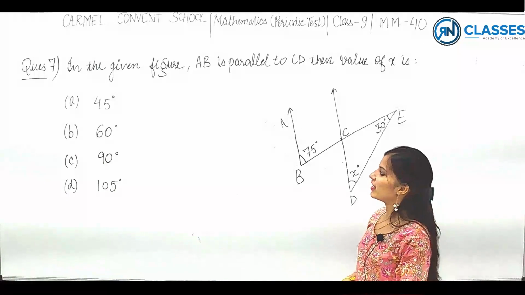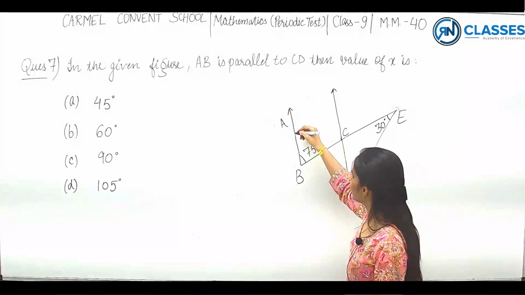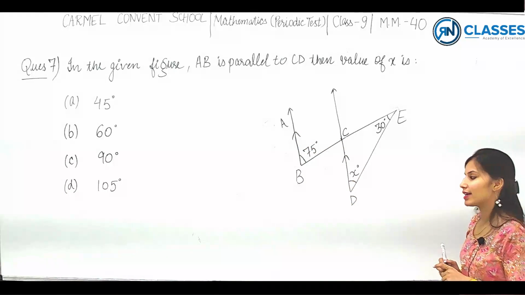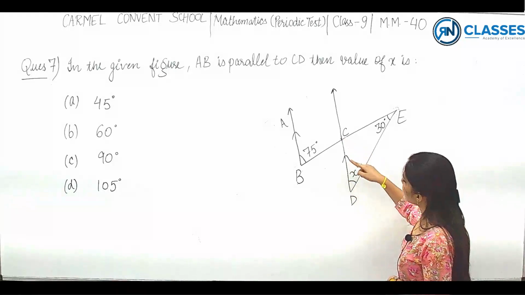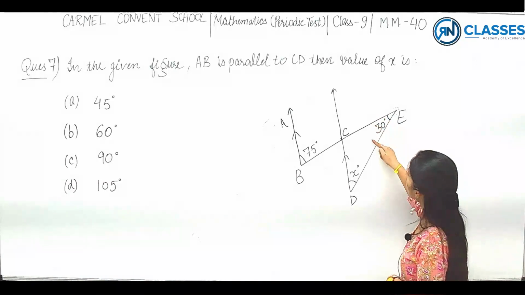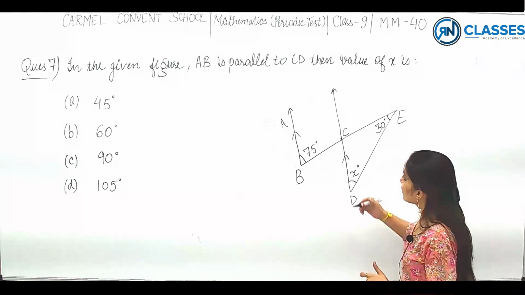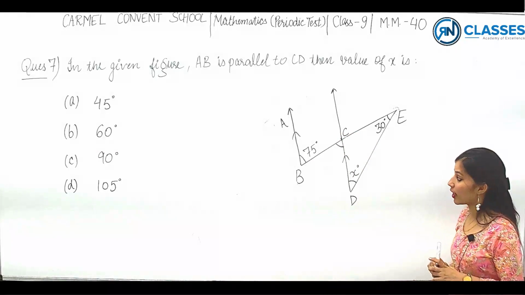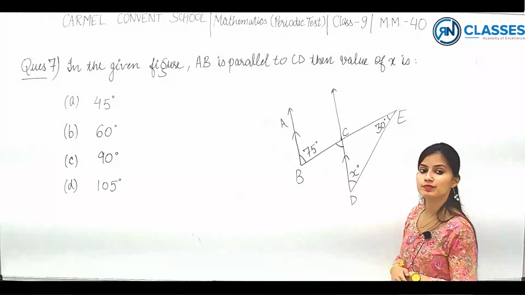Question number 7. In the given figure, AB is parallel to CD. Means these two lines are parallel lines. Then the value of x is. Now if we look carefully, x is coming in triangle CDE, right? And we know this angle is 30 degree in this triangle. And if you observe carefully, this is the exterior angle of the triangle, right? So if we get to know this angle, then we can easily find x.